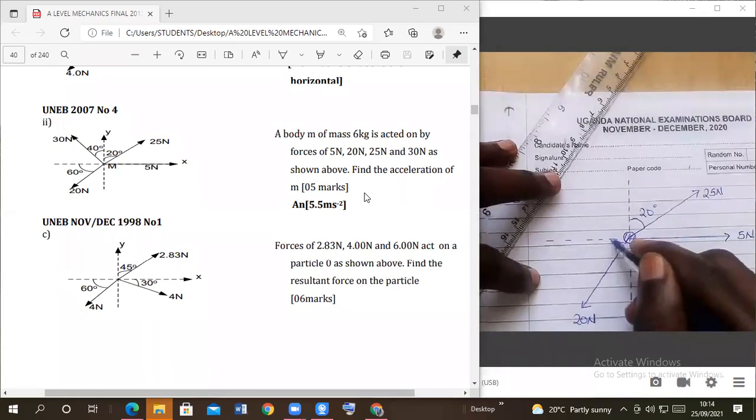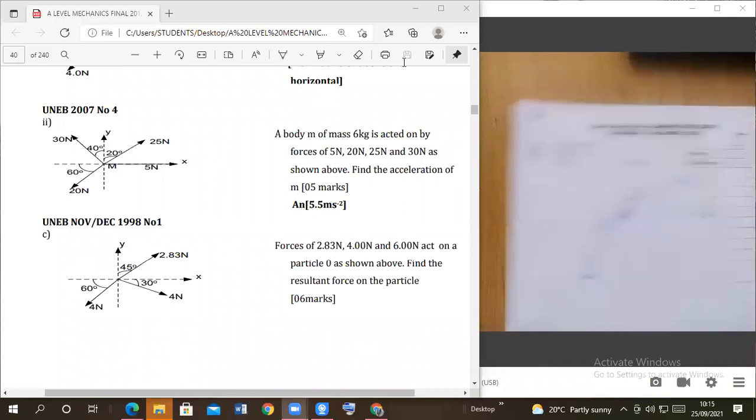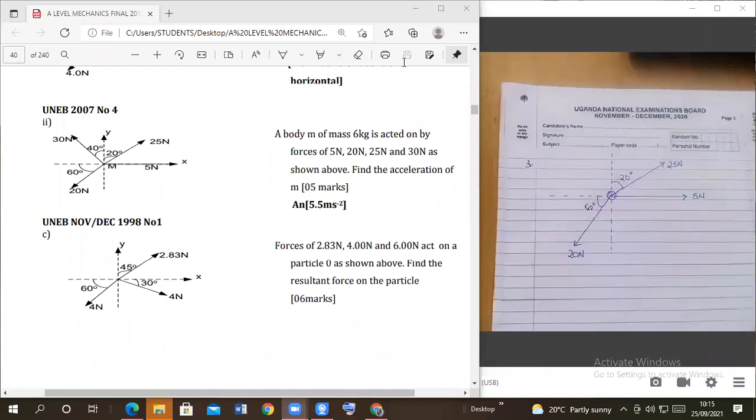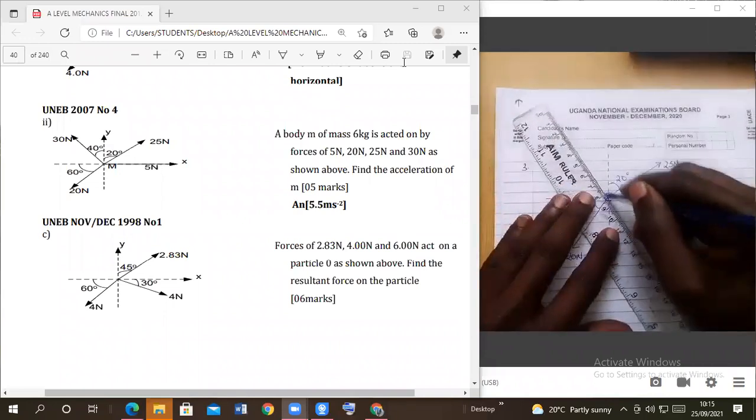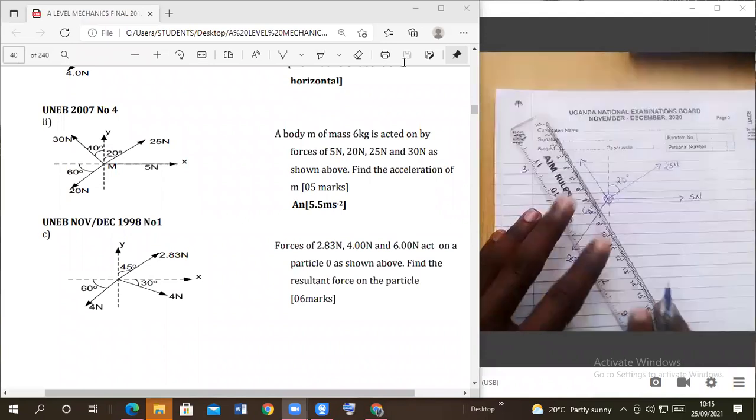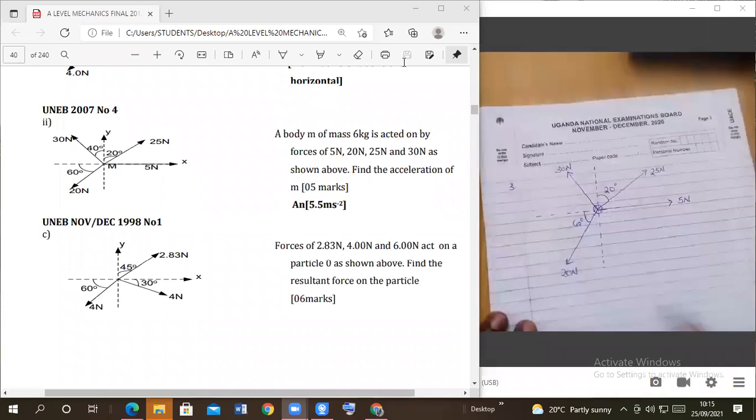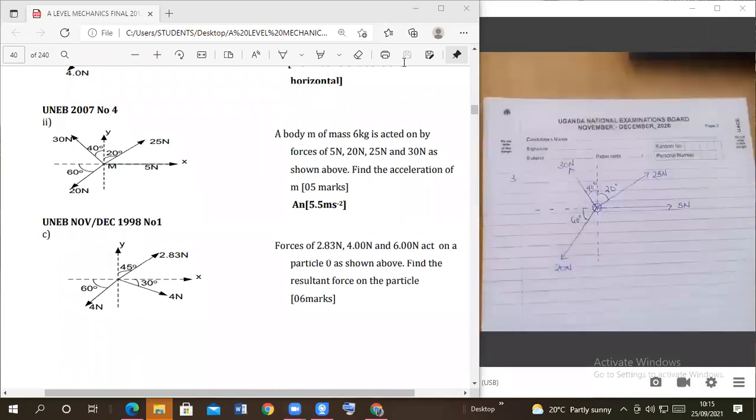Yes, members, that is it. Then there's also this one here, which is 30 Newton. And I've given the angle to the particle, which is 40 degrees.